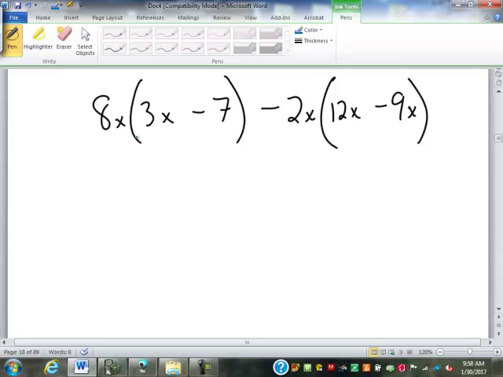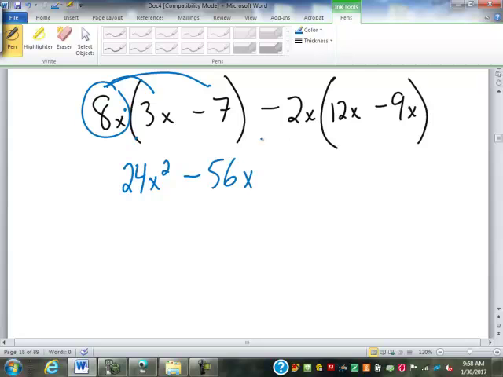Okay, so as we go left to right, we see the first parentheses. Anything to do inside it? No. So to it is times the 8x. 8x times 3x? 24x squared. 8x times negative 7? Negative 56x. To the next set of parentheses. Again, nothing to do inside it. So times the negative 2x. Negative 24x squared. And negative 2x times negative 9?